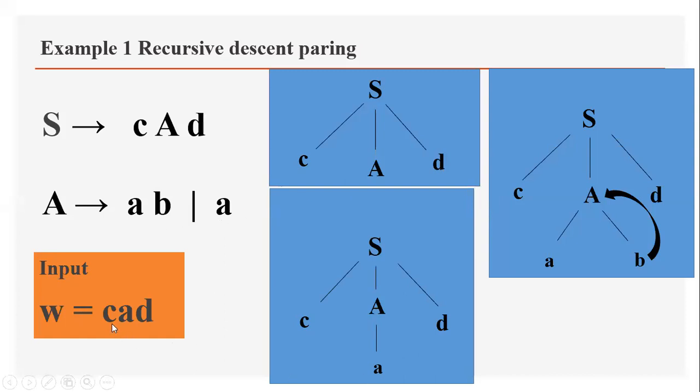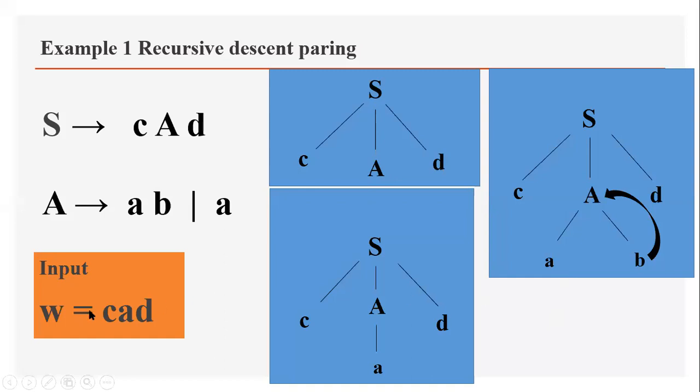Now I'll try to match. C means C, A means A, D means D. Oh, it is matching. This is how recursive descent parsing works. I'll repeat, you observe. S means CAD first. Next, A means what? A means AB.